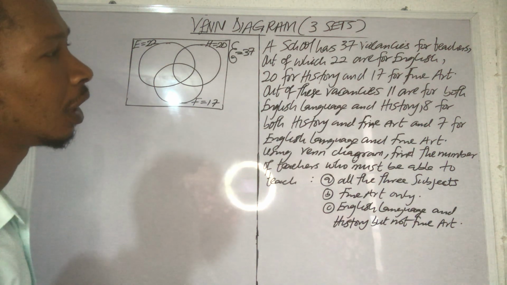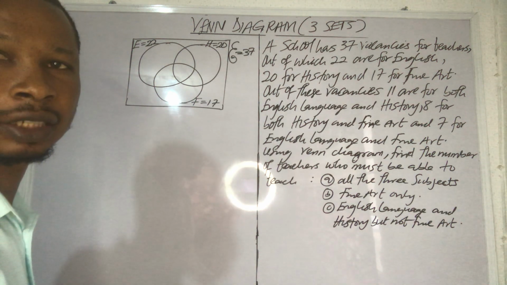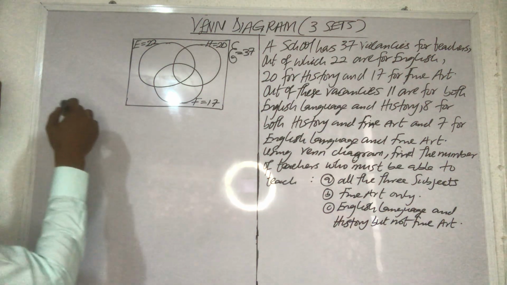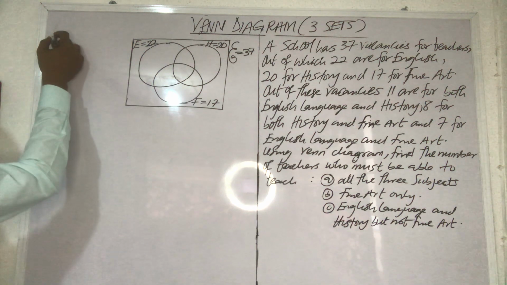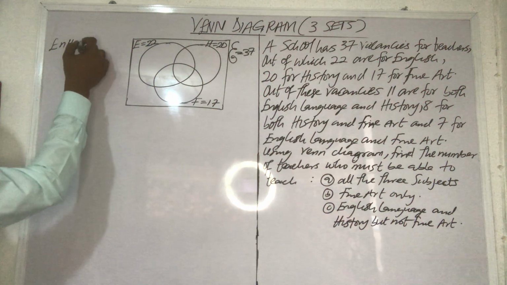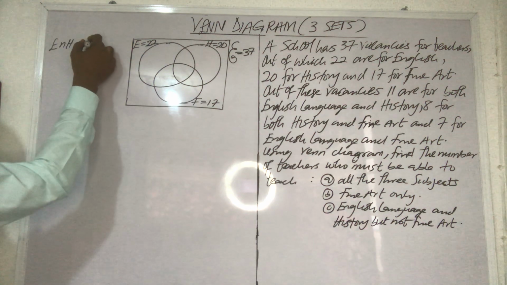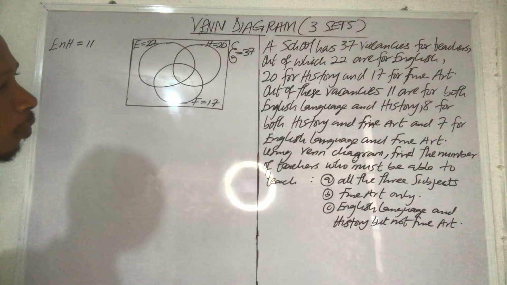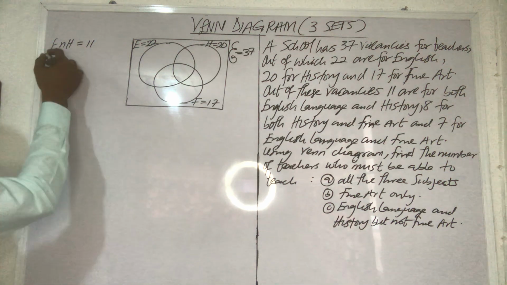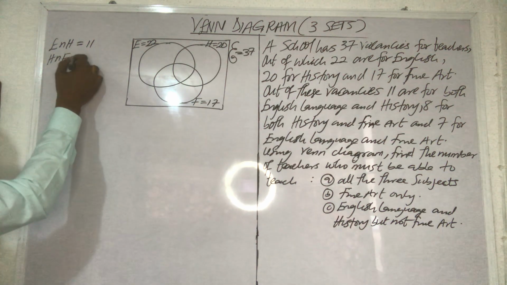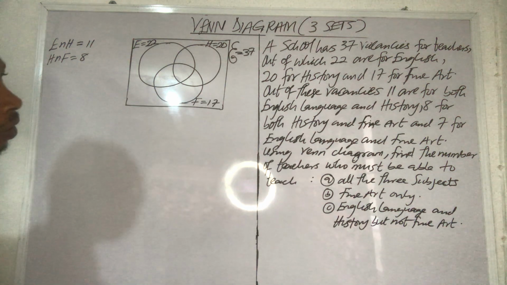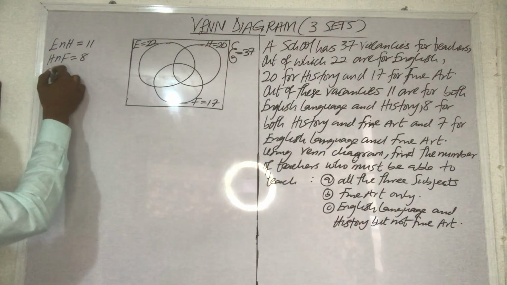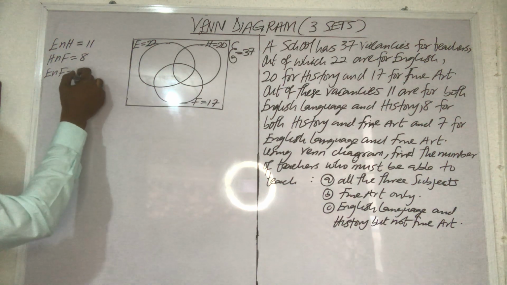Of these vacancies, 11 are for both English language and history. So you have English, intersection, history, 11. 8 for both history and fine arts. History, intersection, F, 8. And 7 for English language and fine arts. So you have English, intersection, F, 7.